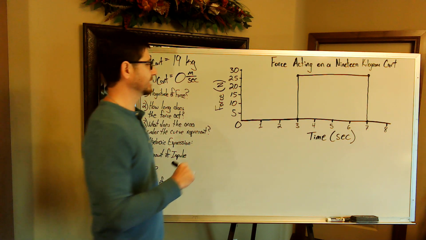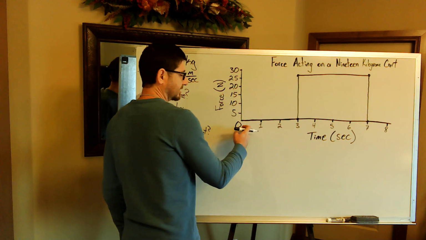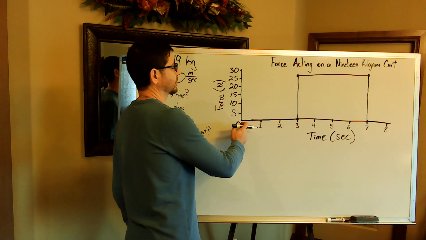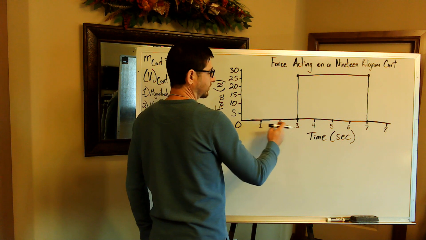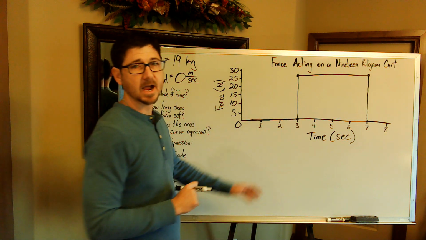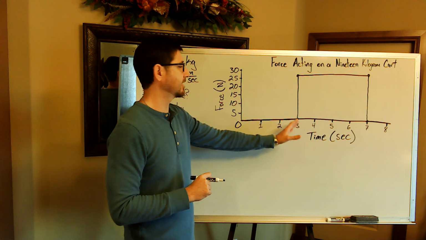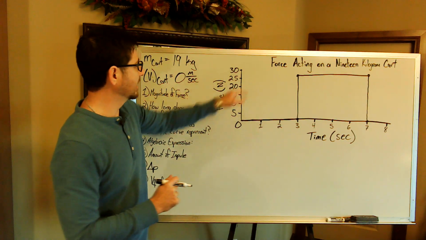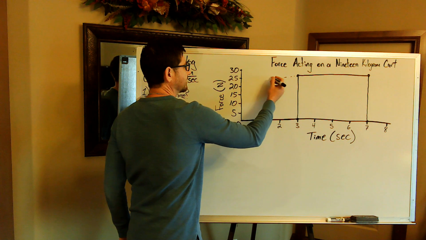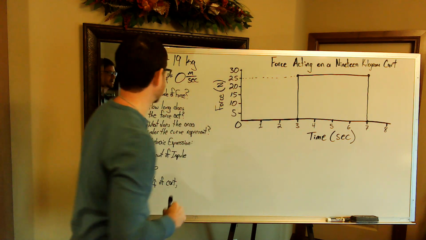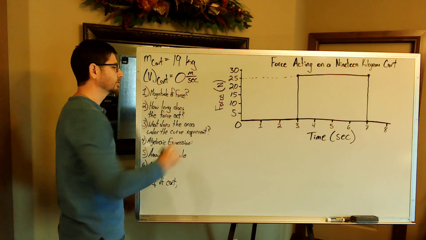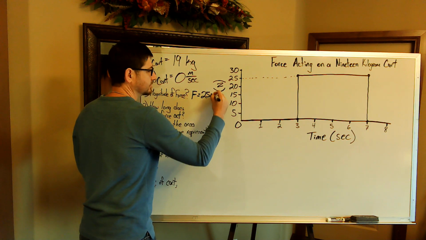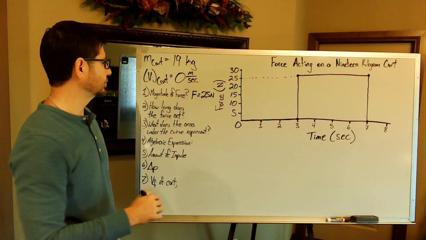Well, let's just read our graph. At time 0, we have no force applied to the cart, and we have no force until we reach a time of 3 seconds, and we have an instantaneous force applied of 25 newtons right there. So on number 1, magnitude of force equals 25 newtons. And please include your units.